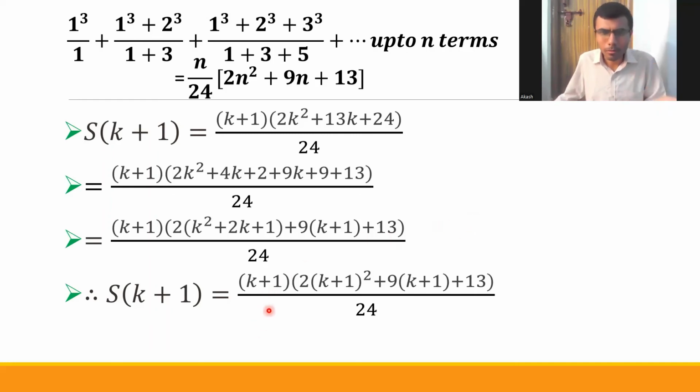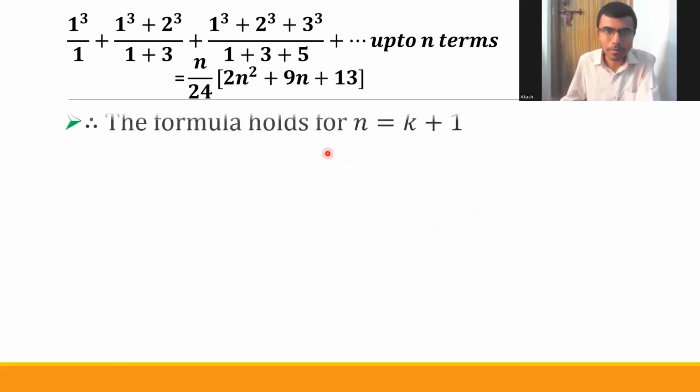Now some more statements to wind up. Therefore, the formula holds true for n equal to k plus 1. I stated in the middle that I need to show that s of k plus 1 is this. Now I showed it also. Now after that, these are some lines.